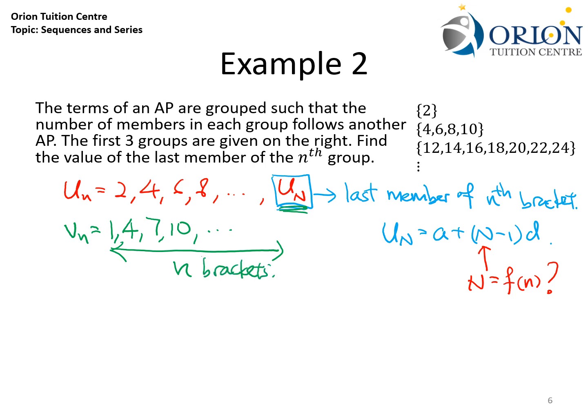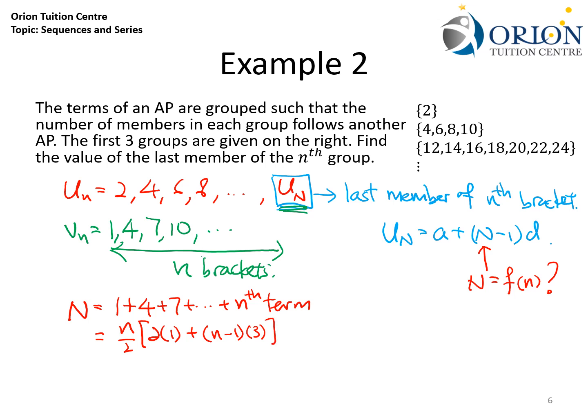Therefore, what it means is capital N is going to be 1 plus 4 plus 7 and so on until the nth term, which is the sum of an AP, and we can calculate it very easily. n over 2, 2a plus n minus 1 times d, which is 3. And we can simplify this into n over 2, 3n minus 1.